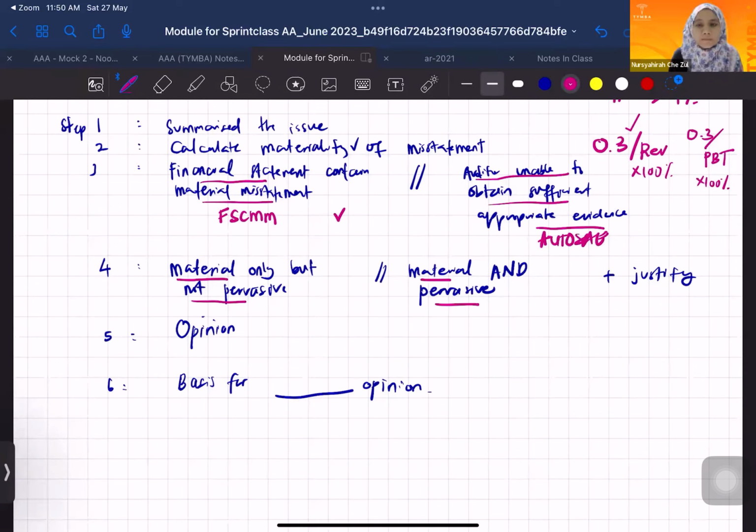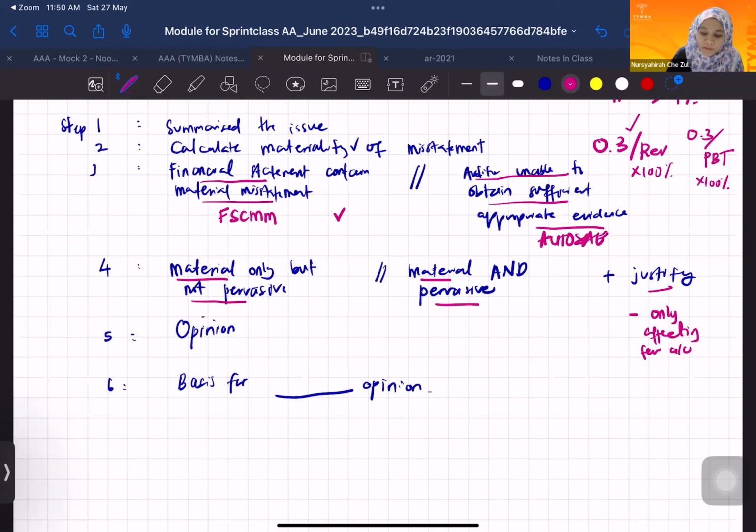Okay, and then you justify. Since you mentioned it is not pervasive, then you might want to justify. It is because you can say it is only affecting a few accounts. Alright. Okay, now you derive at opinion.